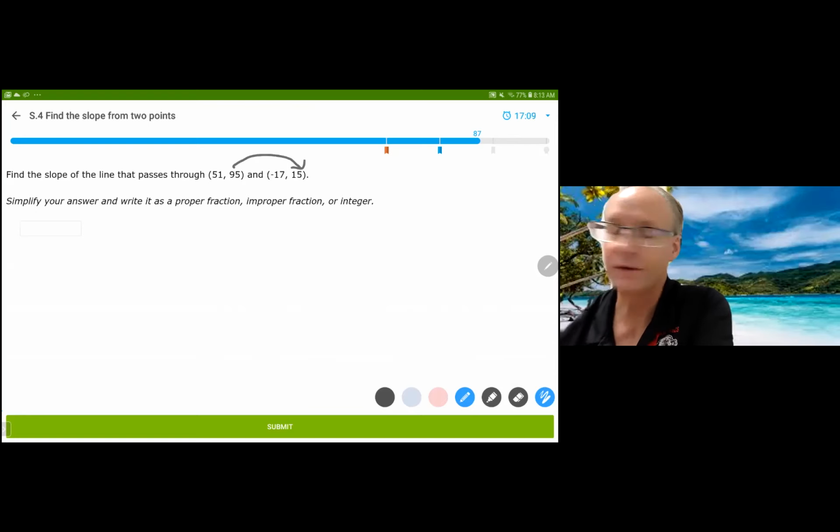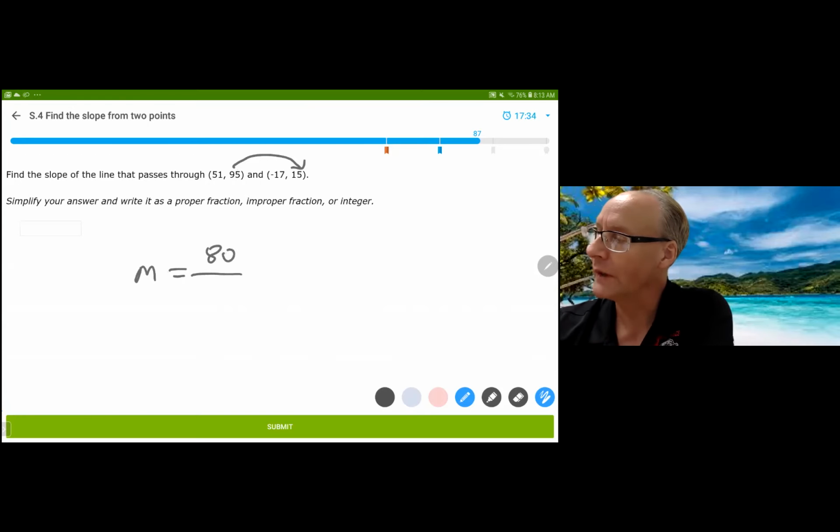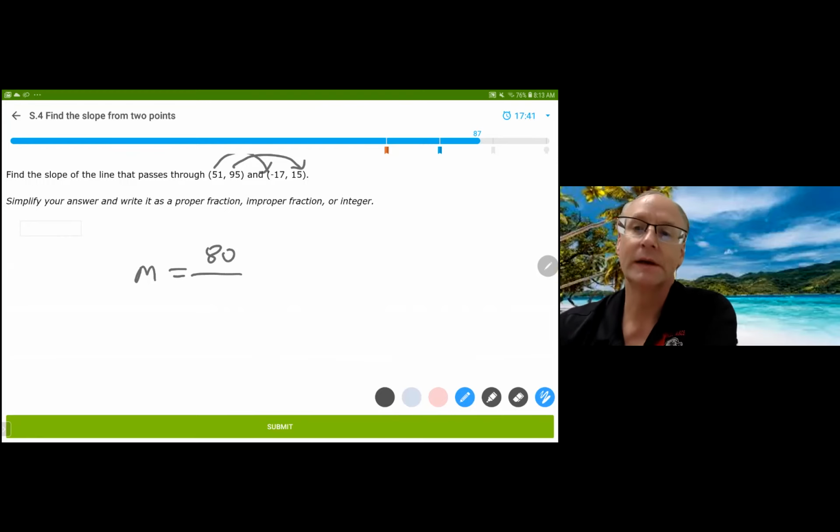95 minus 15. Notice I'm going in this direction. Some people like to write the arrows. I think that it's not a bad habit to get into so that you can make sure that you don't accidentally reverse your direction. So I've got 95 minus 15, and hopefully you can do that in your head. Do it in your head, don't wait for me. That's 80. And we have 51 plus 17, which is going to be, come on, 51 plus 17 is 68.